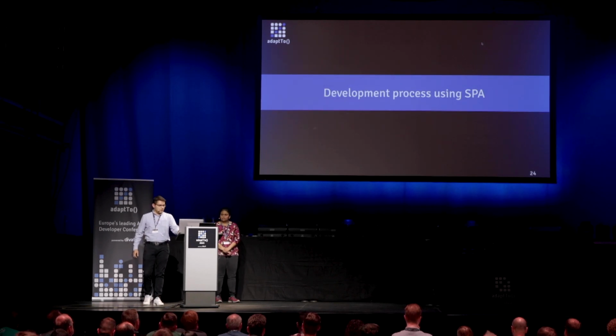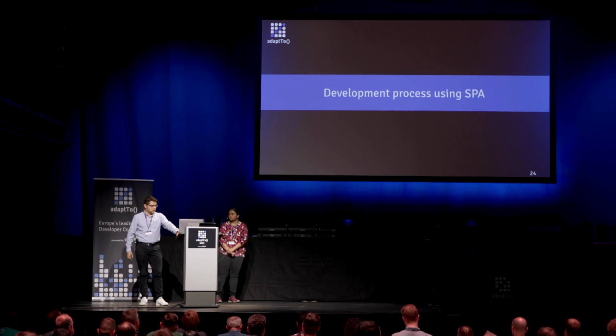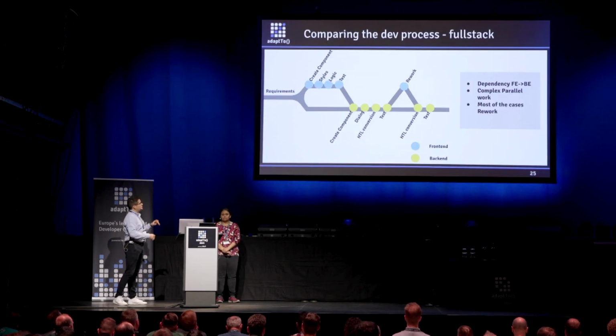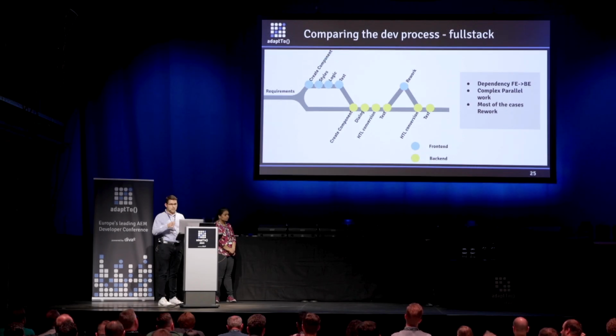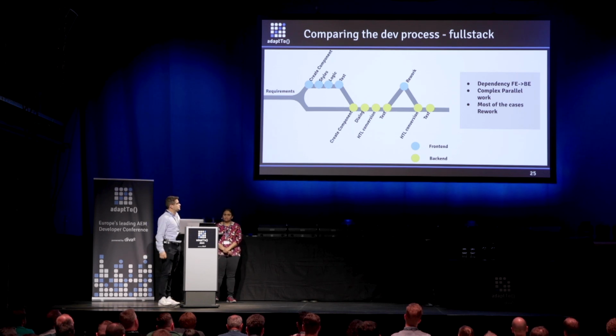And this is super important. What is the development process using SPA? And for us this was like, okay, this is amazing. This is how the development process looks, at least for us, when we use full stack. The blue dots are frontend, and the yellow is backend. We start with a requirement, but everything starts all the time with frontend. Frontend creates a component. They make the styles, the logic, the tests, and then they hand over that component to us. And we create the component in AEM, we create UE apps, everything, the dialog, and we make the HTML conversion.